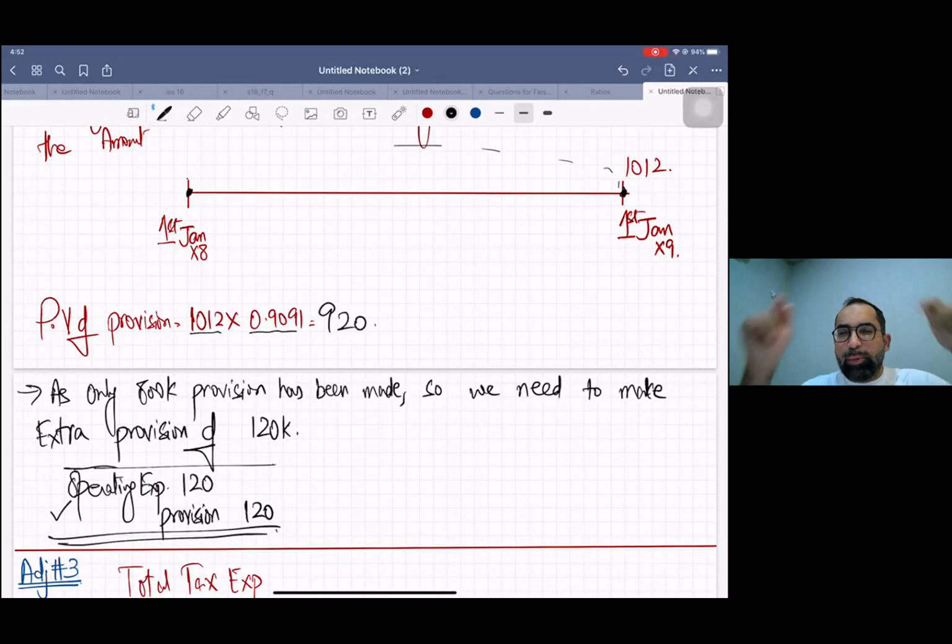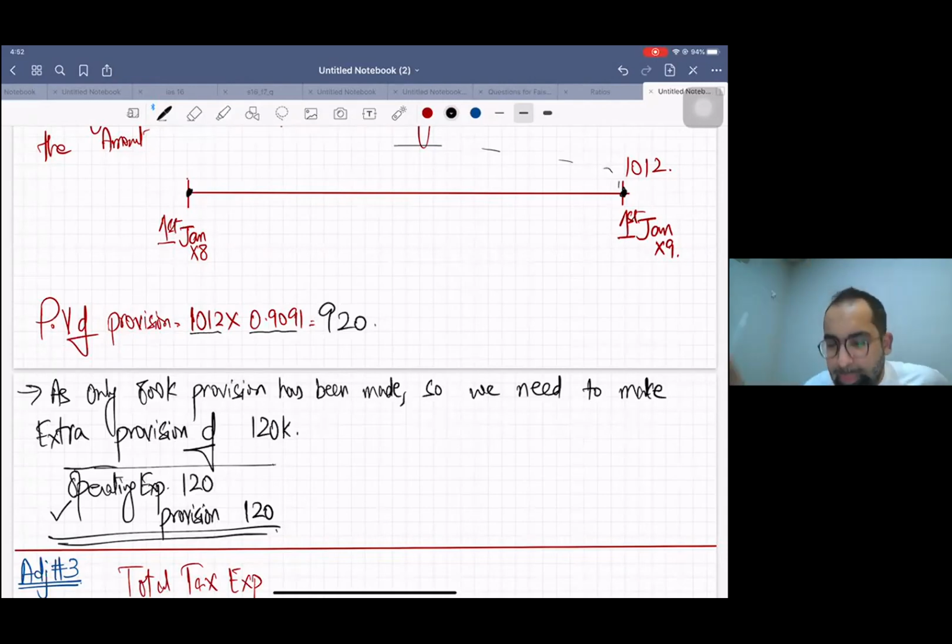One more thing is left. The accountant has only made the provision, but can you just think, we have just done the discounting. Whenever we do discounting, we need to do unwinding as well. But be careful. Listen to my words: unwinding you have to do according to your accounting period.